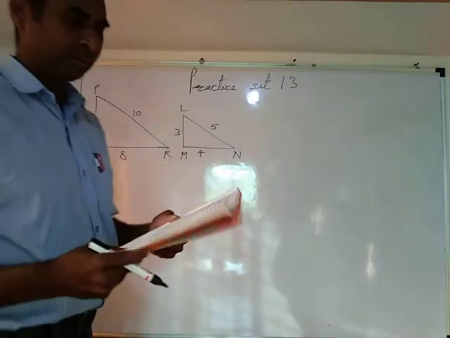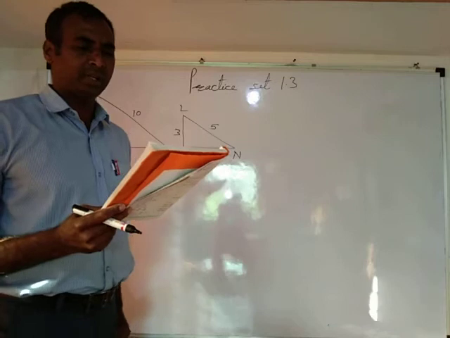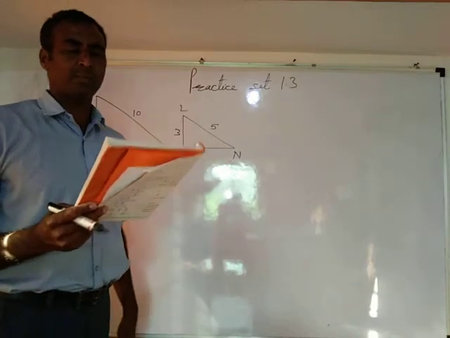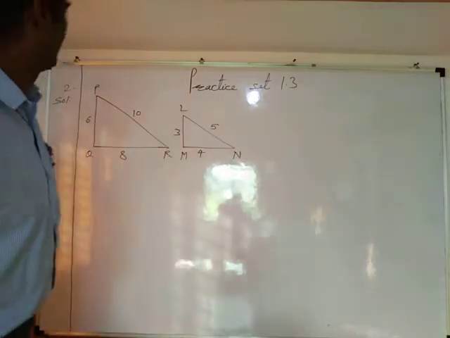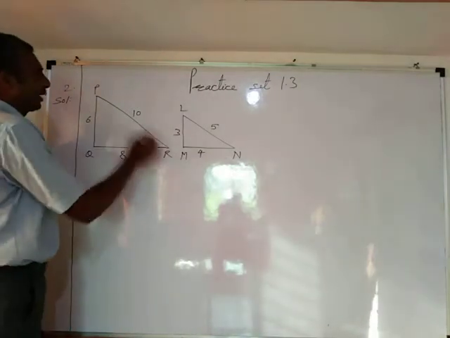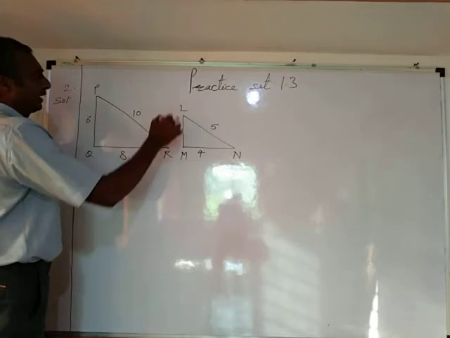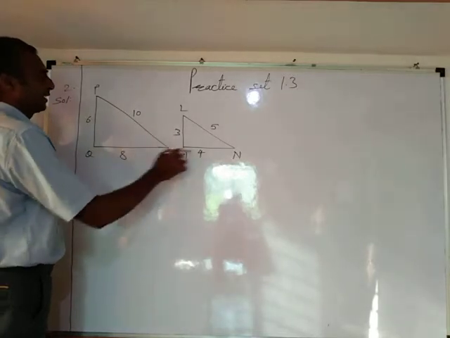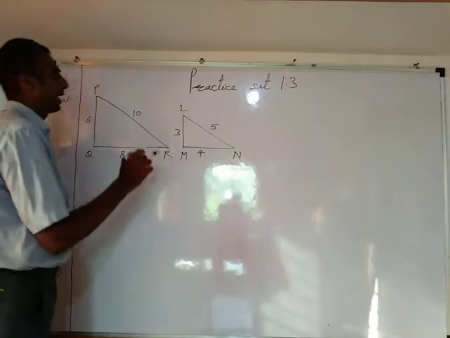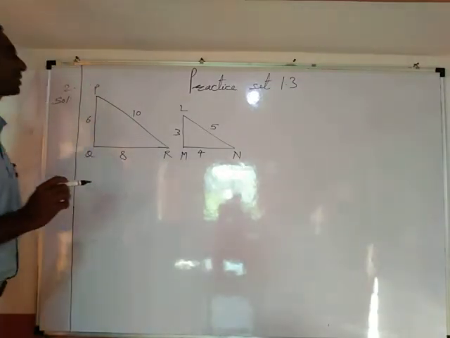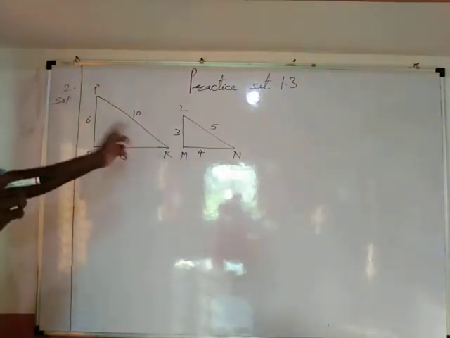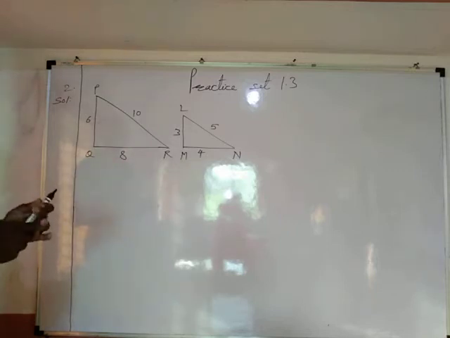Question second. Are the triangles in the figure similar? If yes, by which test? Let's observe triangle PQR and triangle LMN. Here you may note PQ is 6 while LM is 3, QR is 8, MN is 4, PR equals 10 and LN equals 5. Means 3 twos are 6, 4 twos are 8, 5 twos are 10. Means their corresponding sides are in proportion.